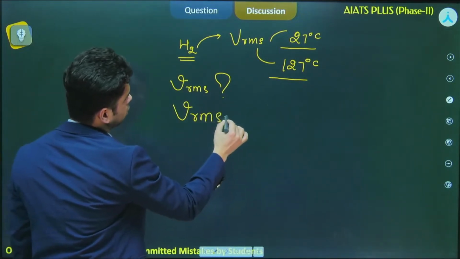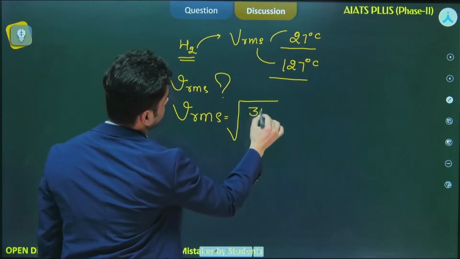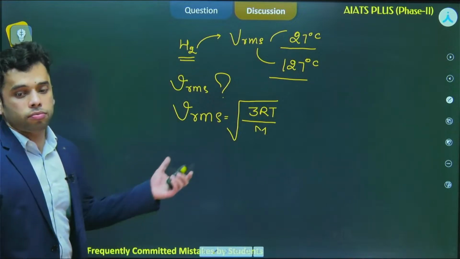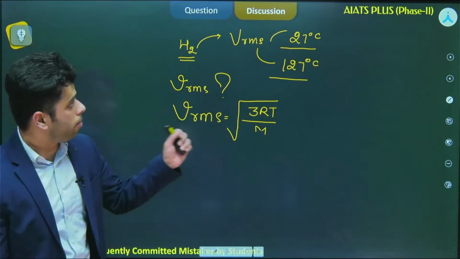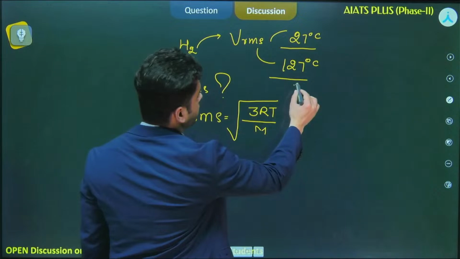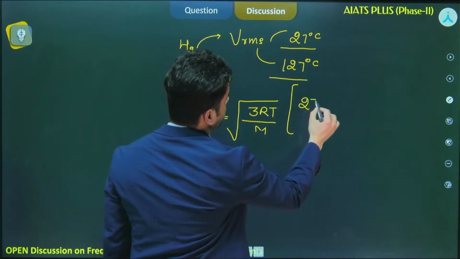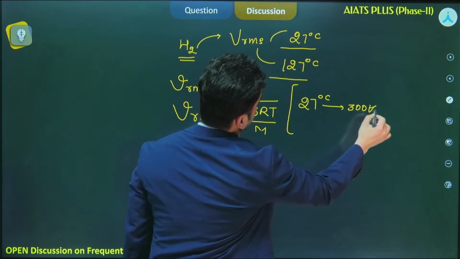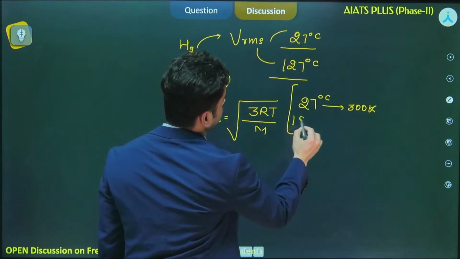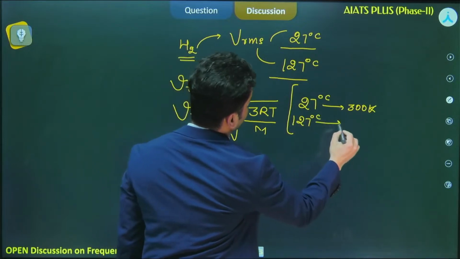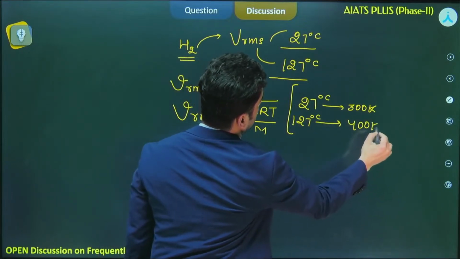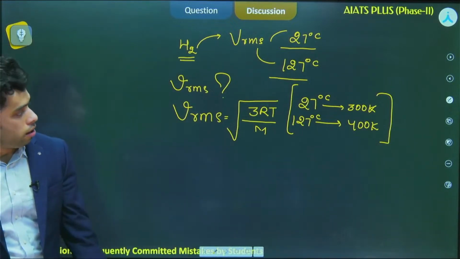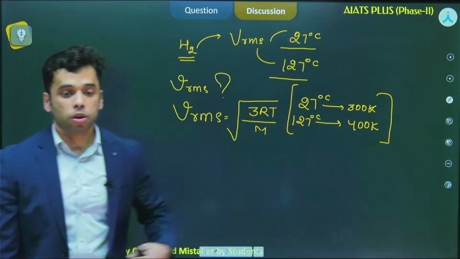I'll write the expression. It is equal to under the root of 3RT by M. Okay, can someone comment me the answer? I'll use my tip that temperature must be in Kelvin. So 27 degrees Celsius in Kelvin should be equal to 300 Kelvin, and 127 degrees Celsius in Kelvin should be equal to 400 Kelvin. Temperatures need to be in Kelvin.